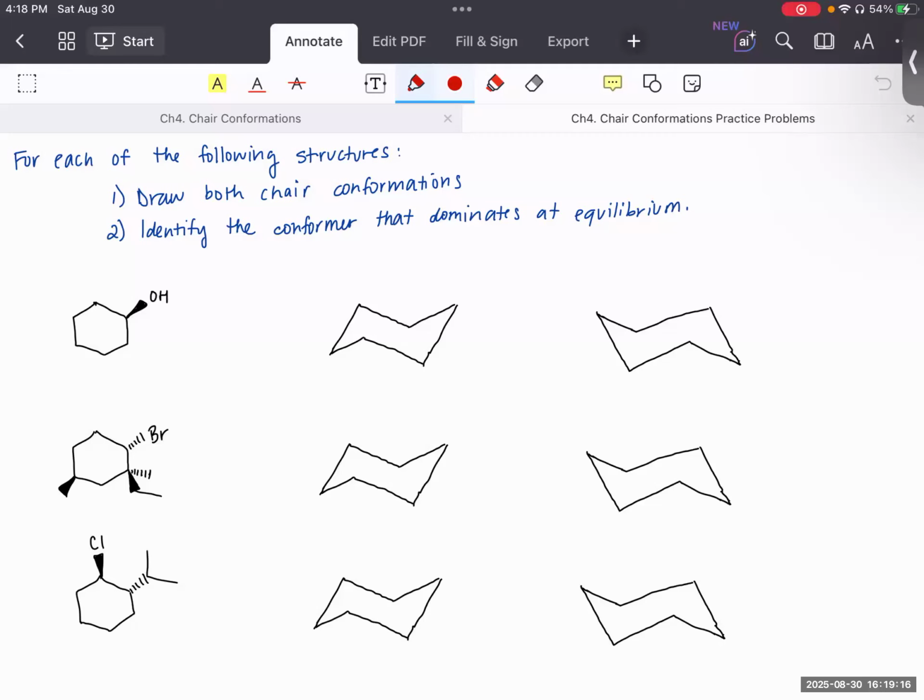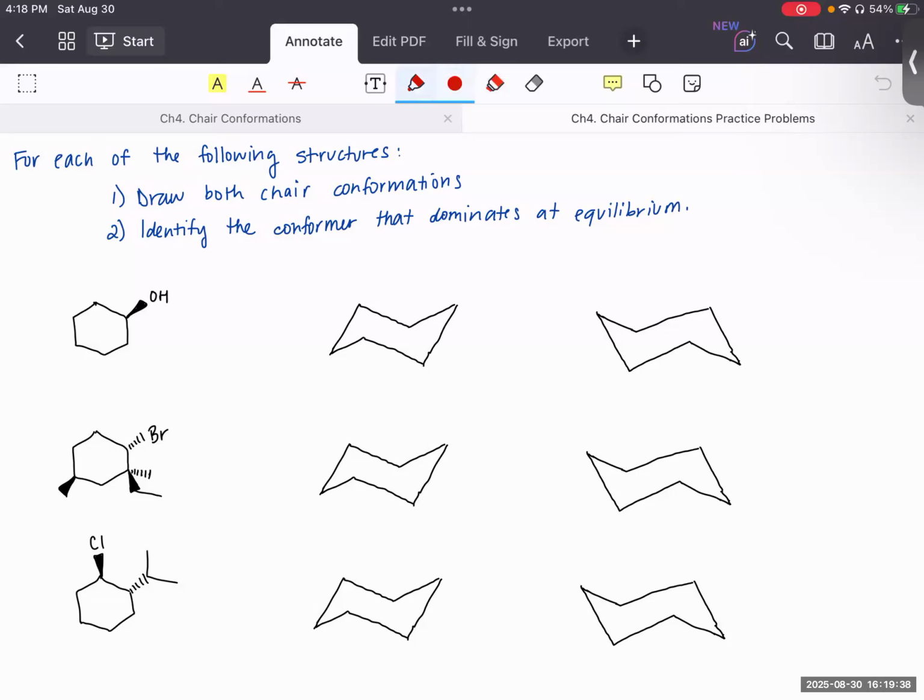For the first question, we want to draw both chair conformations given the skeletal structure and then identify the conformer that dominates at equilibrium. For simplicity, I already drew out the empty chairs. Again, as I said in the previous video, I really recommend just memorizing these structures and being able to draw them before you're even given a problem.